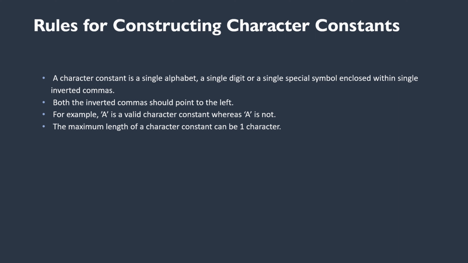So, rules for constructing character constants. A character constant is a single alphabet, a single digit, or a single special symbol enclosed within inverted commas, right? Both the inverted commas should point to the left, right? As I displayed here, for example, this one is valid and this one is not valid, right? The maximum length of a character constant is one character, right?